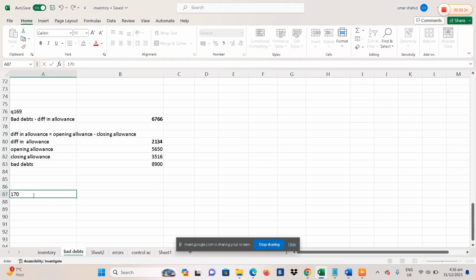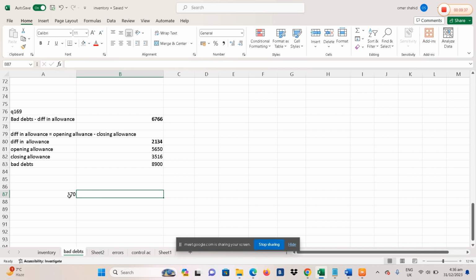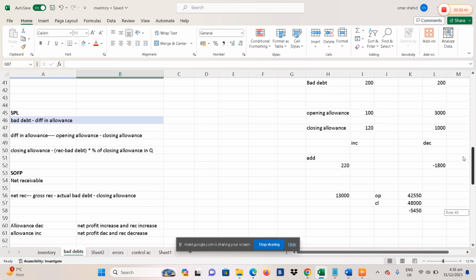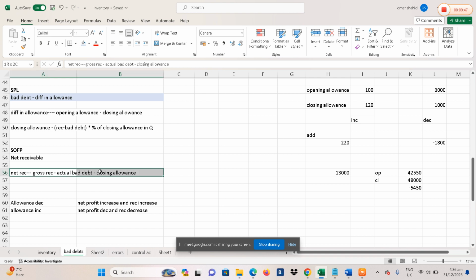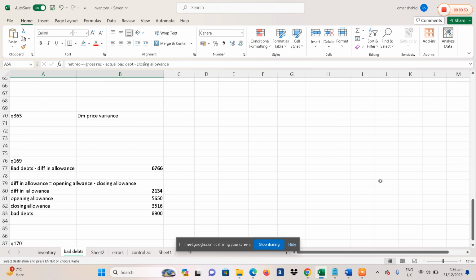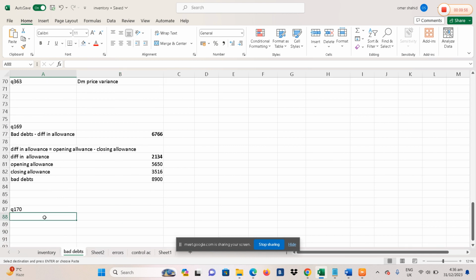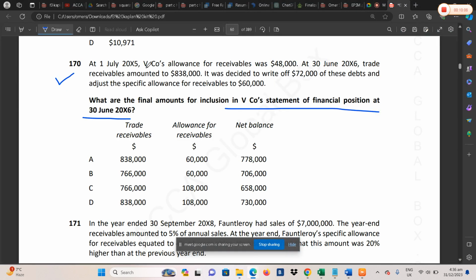So question number 170. If we look for the formula of net receivable, so that was our formula, right? If we copy this formula and paste it here, so net receivable formula is gross receivable minus actual bad debt minus closing allowance. So in this question, let's read the question now. At 1 July 2005, V Company's allowance for receivable was 48,000. He gives the date here.